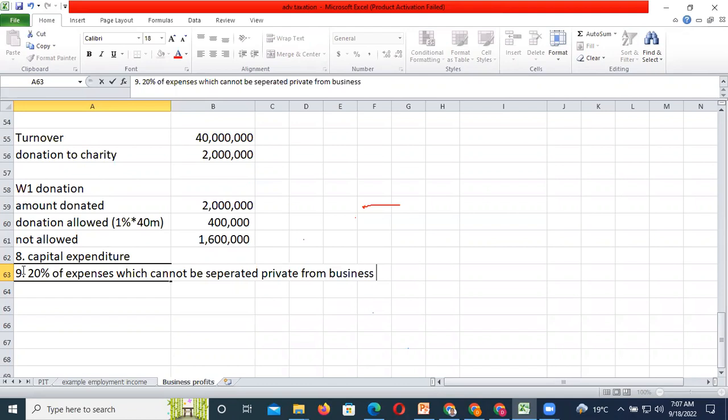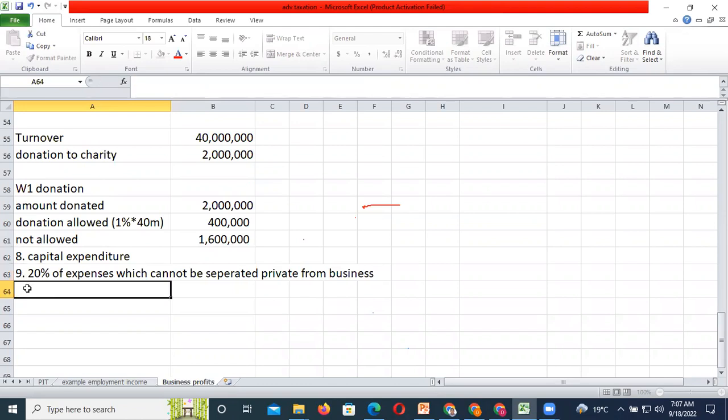But when you are answering, it is very important to look at the question to specify, because sometimes a question can be silent. Maybe it covers communication, and is silent on whether there is a system to separate or no system to separate. So in that case, you may make a note when you are answering that part. But as long as you cannot separate the expense between private and business, 20% of that expense is not allowed.